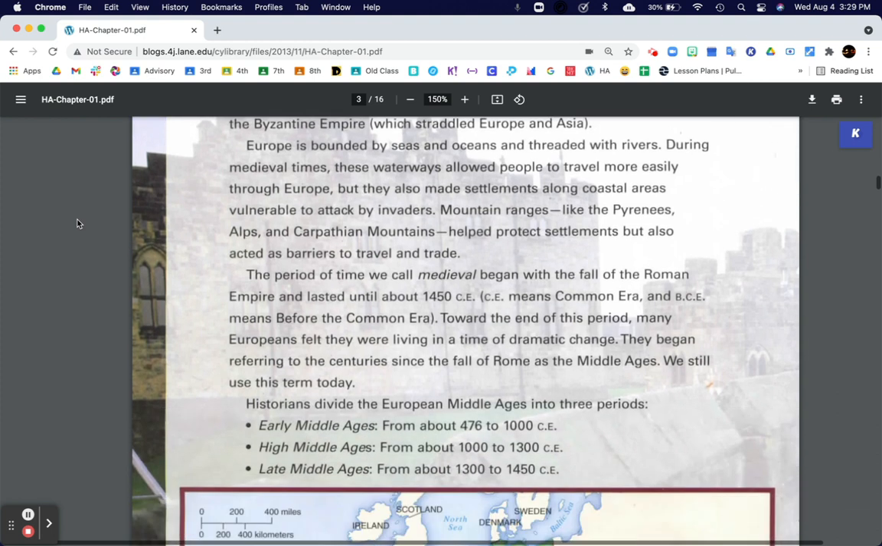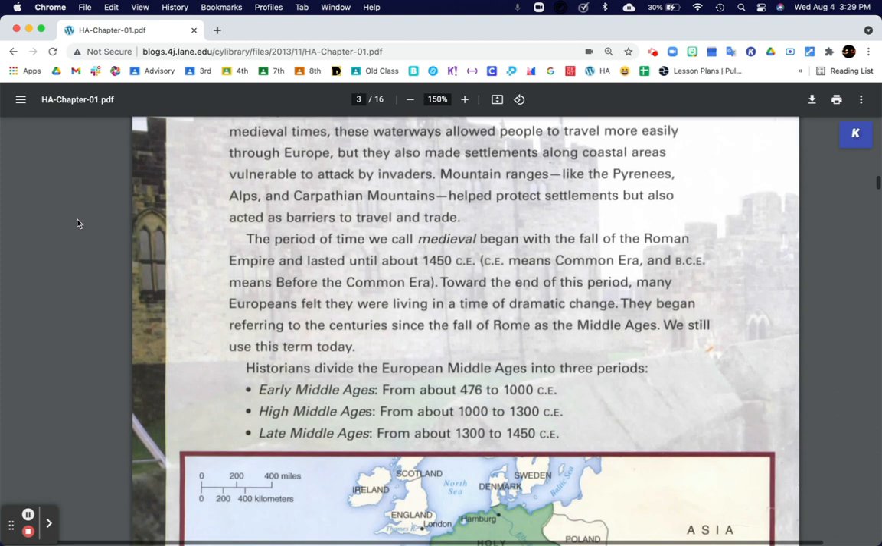trade. The period of time we call medieval began with the fall of Rome, of the Roman Empire, and lasted until about 1450 CE. CE means Common Era, and BCE means before Common Era. Toward the end of this period, many Europeans felt that they were living in a time of dramatic change. They began referring to the centuries since the fall of Rome as the Middle Ages. We still use this term today.